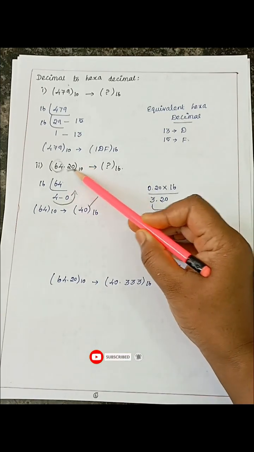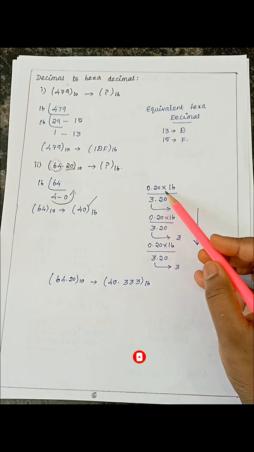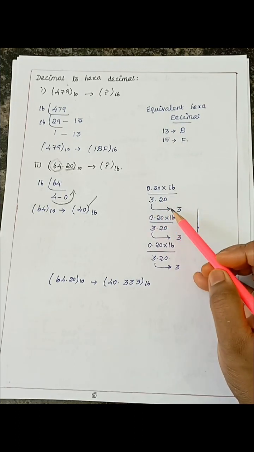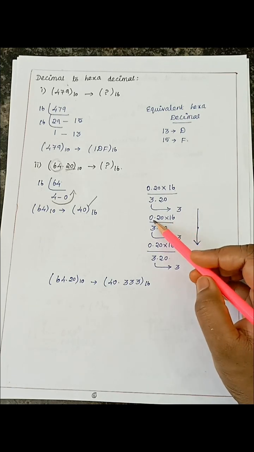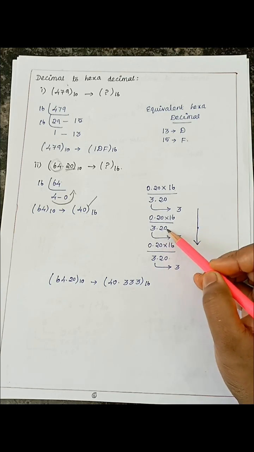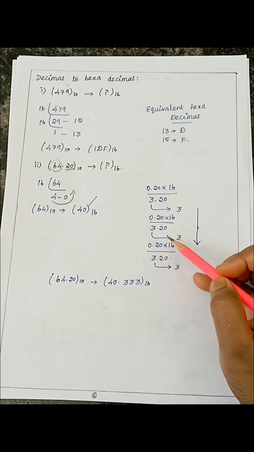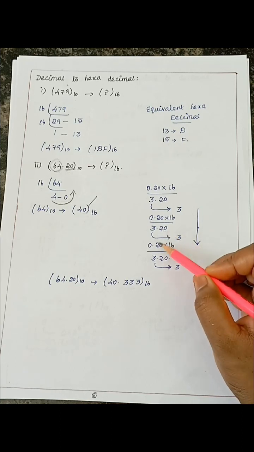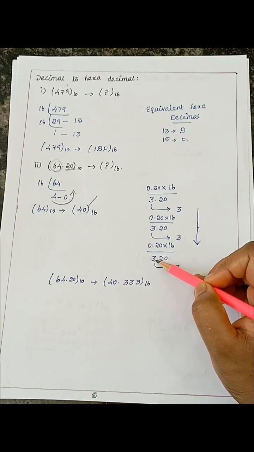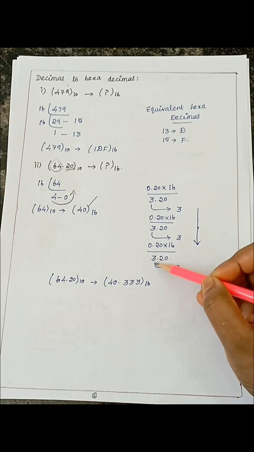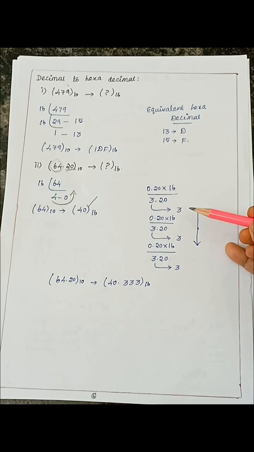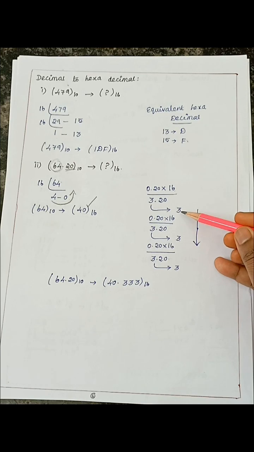And for the floating point, that is 0.20, which will be converted with 16. So we are getting 3.20. This 3 can be taken outside. The 0.20 will be here, which will be multiplied with 16, that is 3.20. This 3 can be taken outside, and again we are getting 0.20, which will be multiplied by 16. So we are getting 3.20. So the 3 can be taken outside. For the floating result, we take from top to bottom, that is 0.33.